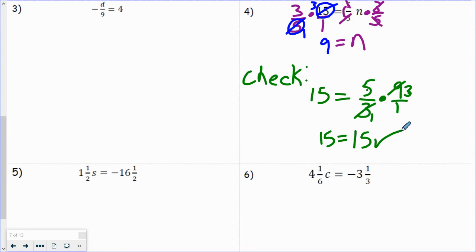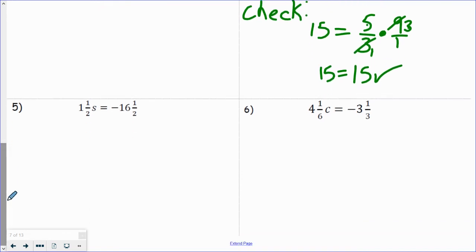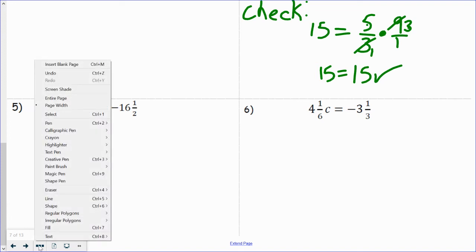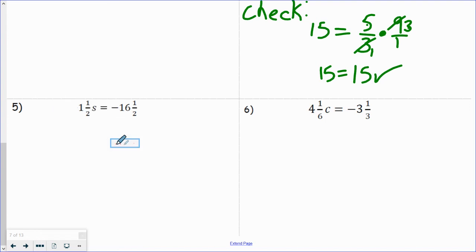All right, number 6, mixed numbers. Remember, we can't just multiply mixed numbers. We have to turn them into those improper fractions. Some of us call it the Concord C. So I'm actually going to rewrite this as an improper fraction. 6 times 4 is 24, plus 1 is 25. Equals a negative 3 times 3 is 9, plus 1 is 10.